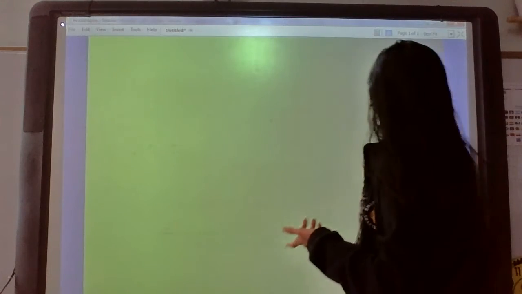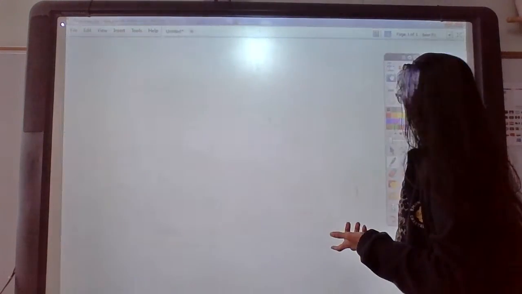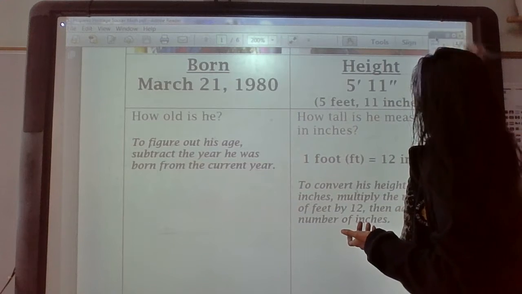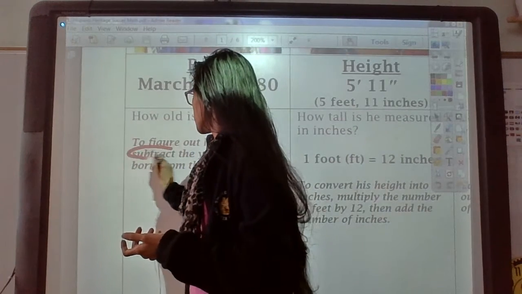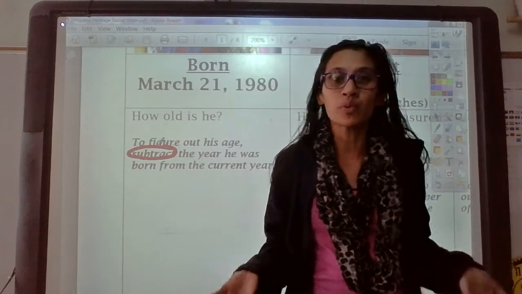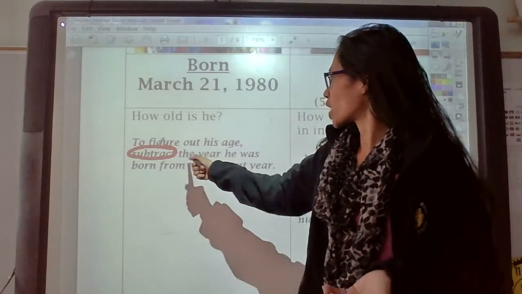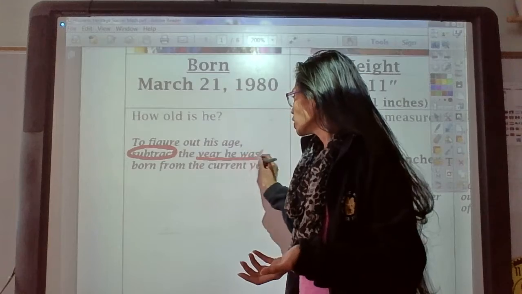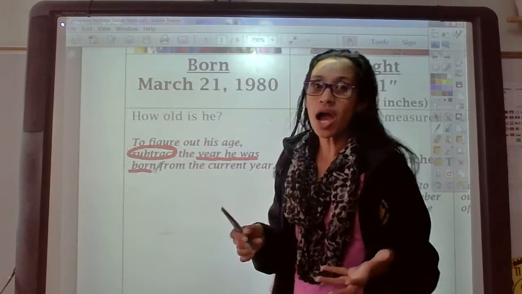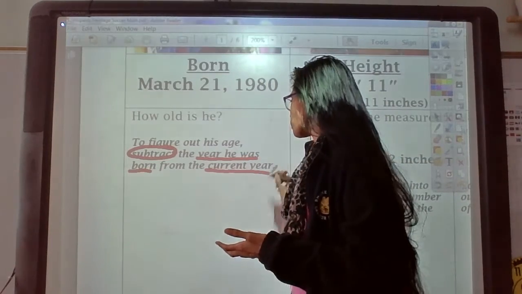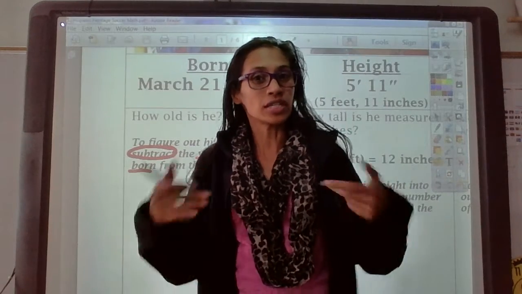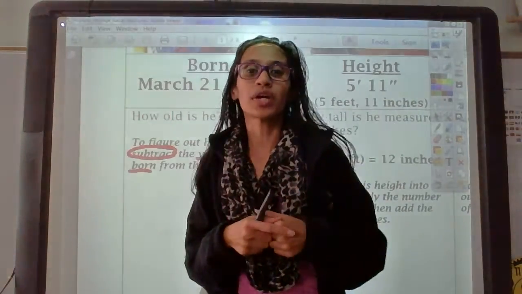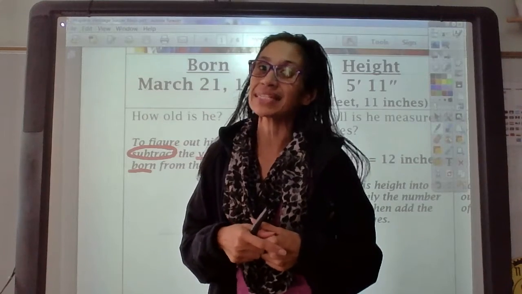And, oh, I need my pen. Where's the pen? Right there. Okay, so we need to subtract. And look, there's the key word right there. Subtract. And what are we subtracting? It says subtract the year he was born from the current year. So what is the current year? The current year, that means right now, we are in the year 2016.